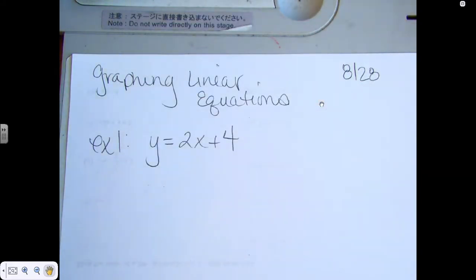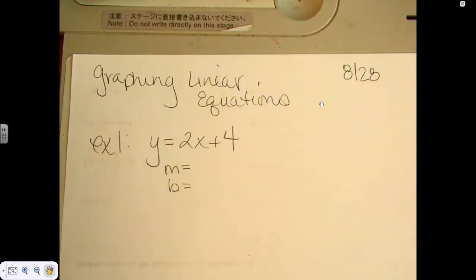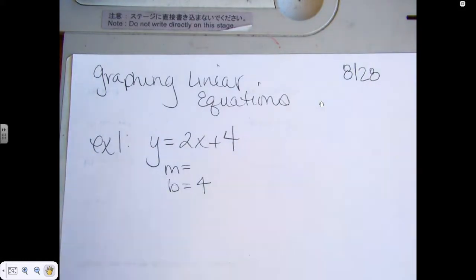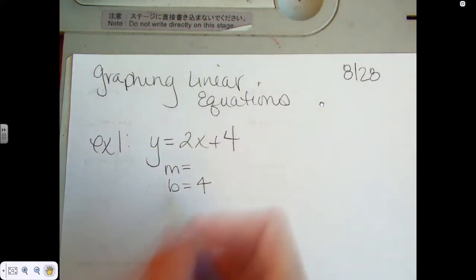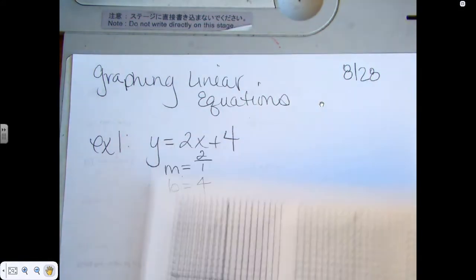Here is our example. First thing you want to do is identify your slope and identify your y-intercept. Okay, your y-intercept is your constant, and your slope is the coefficient that's attached to your x variable. So my slope is 2, and I'm going to write it as a fraction, because if you remember, slope is a rate of change, the steepness of a line, rise over run. All of those phrases mean the same thing as slope. Okay, so now let's get our piece of paper.